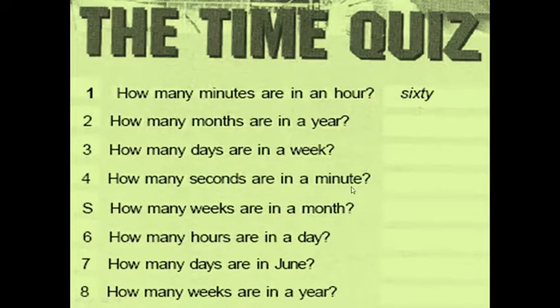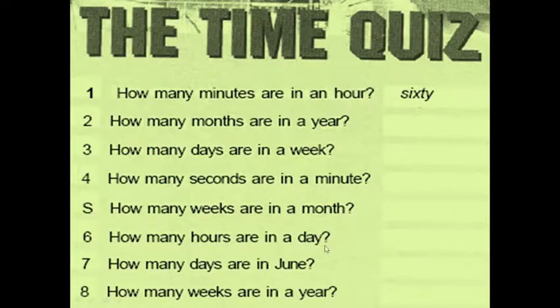How many seconds are in a minute? 60. And fun fact, so seconds in a minute is 60. Minutes in an hour is 60. Okay? How many weeks are in a month? We have 4 weeks in a month. How many hours are in a day?